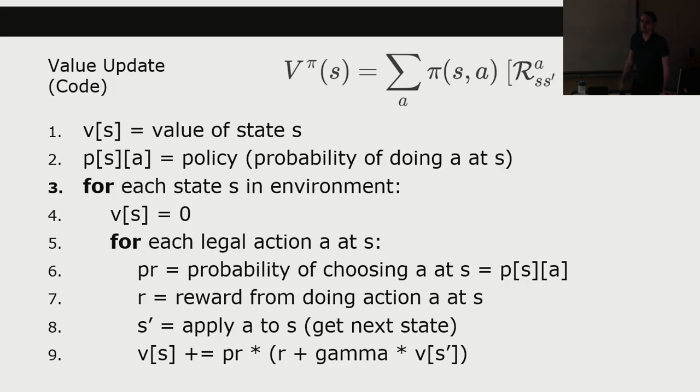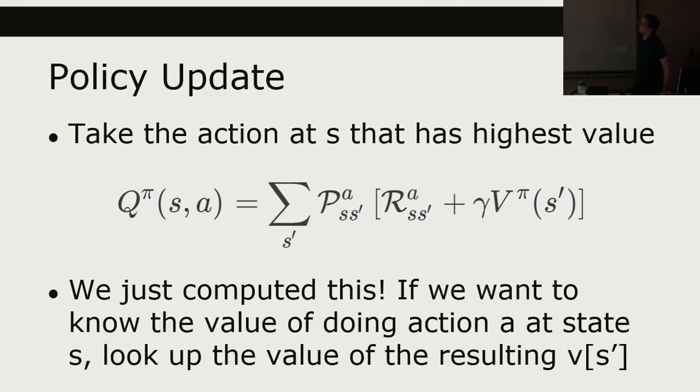But values don't matter unless we know what to do, right? The whole point of solving a reinforcement learning task is to form the policy. So how do we do our policy update? Well, we just take the action at S, which leads to the highest value. That's it, right? So whenever we're at a state, policy update is really simple. So we just computed that. If we want to know the value of doing an action A at state S, look it up in the resulting V of S prime, right? So you take the action, look at where it gets you, and then that's the value of that action.